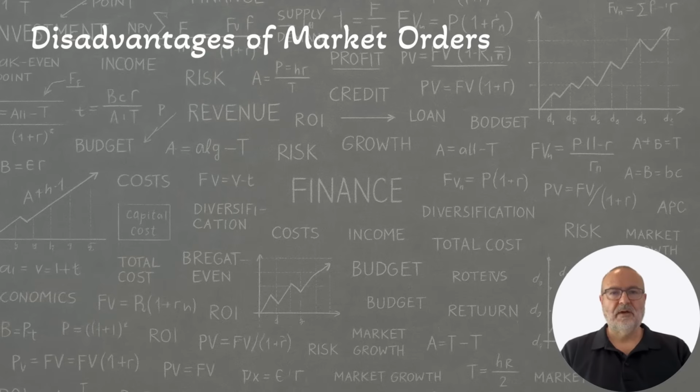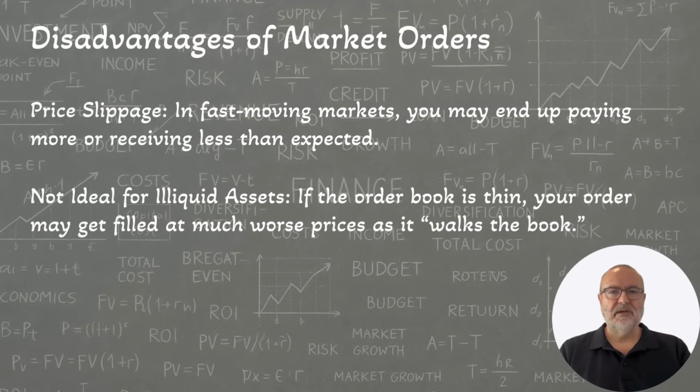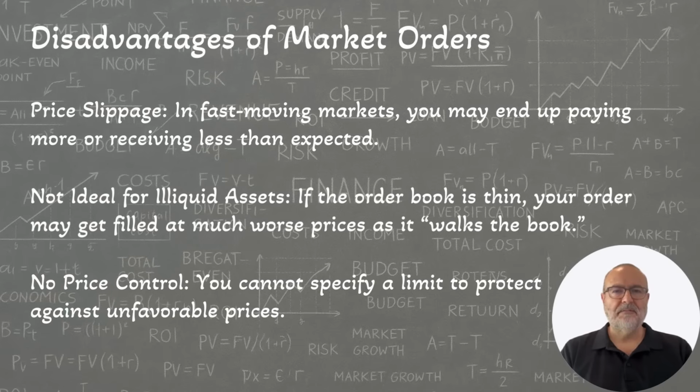Market orders also have some drawbacks to consider. Price slippage. In fast-moving markets, you may end up paying more or receiving less than expected. Not ideal for illiquid assets. If the order book is thin, your order may get filled at much worse prices as it walks the book. No price control. You cannot specify a limit to protect against unfavorable prices.